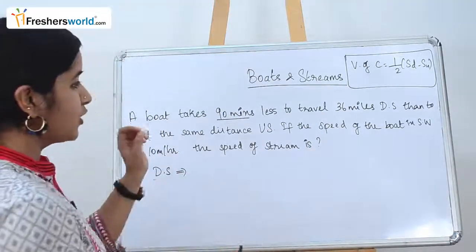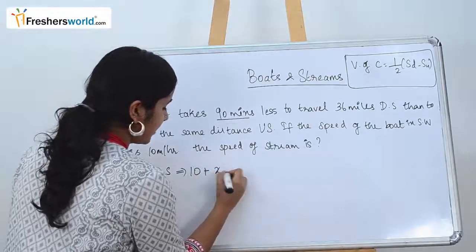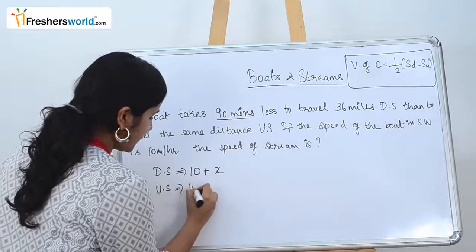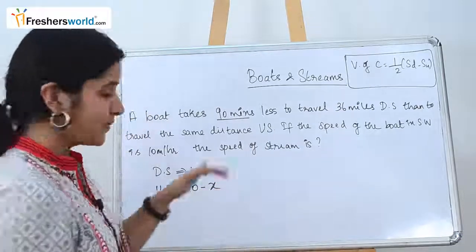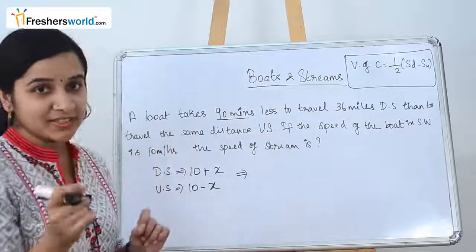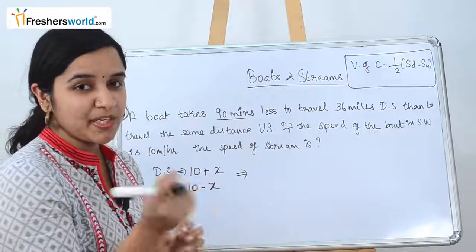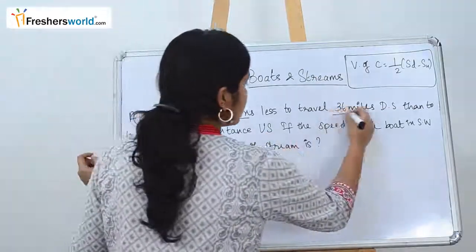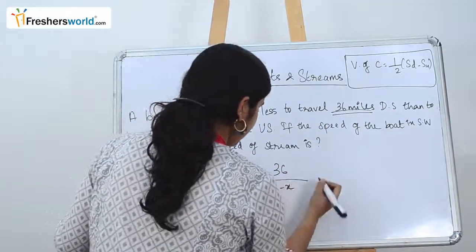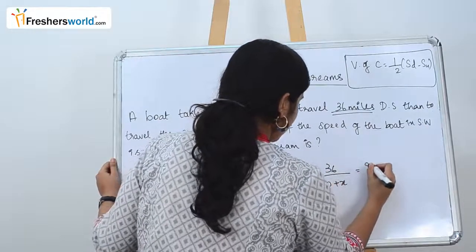So we know that the speed of the boat in still water is 10. Plus, let's take the unknown value as x. For downstream, we know we have to add it. And for the upstream, we will take it as 10 minus x. So x is nothing but the speed of the stream. So they have also given in the question that it takes 90 minutes less to travel 36 miles, which is nothing but the difference between the downstream and the upstream time is 90 minutes. So how much distance they have to travel, which is 36. So 36 by 10 minus x minus 36 by 10 plus x is equal to 90 by 60.